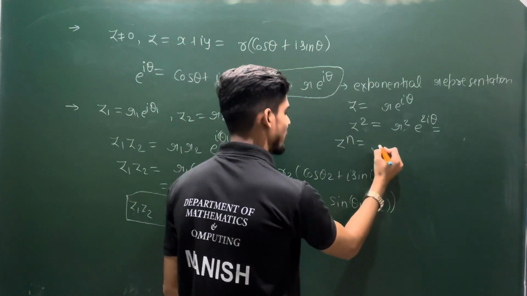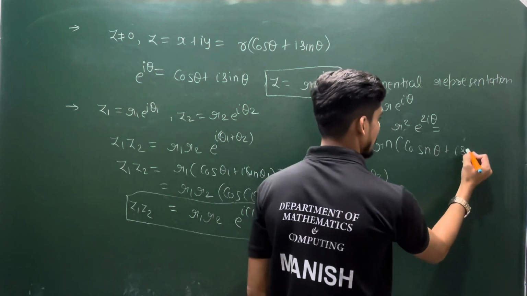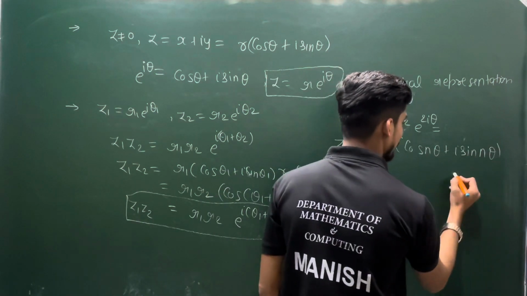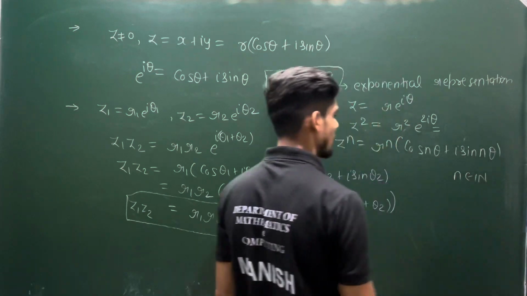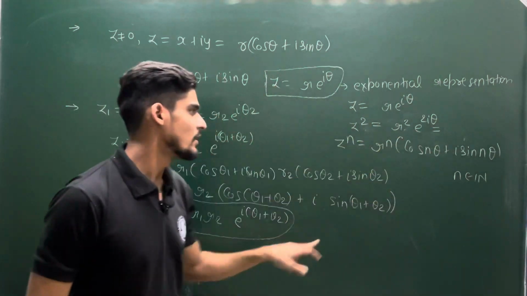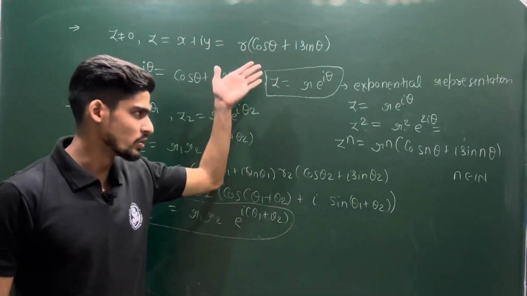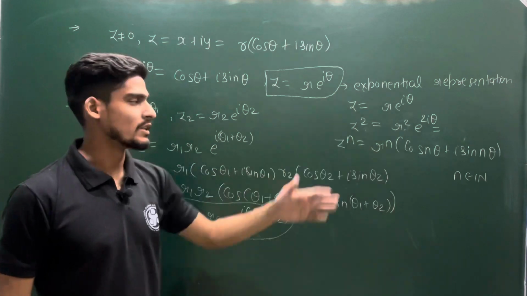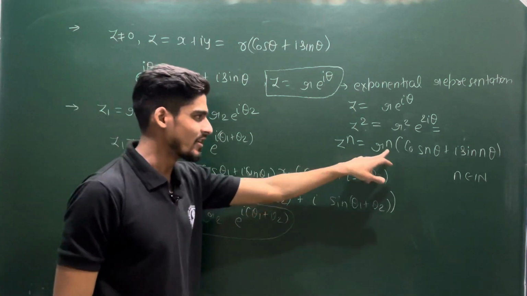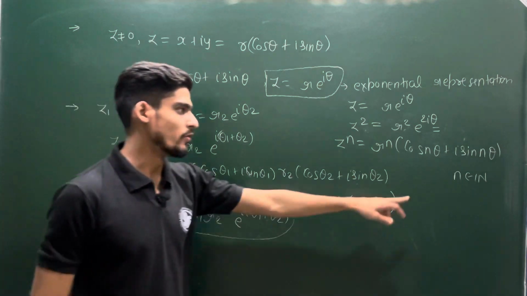z power n will be r power n (cos n theta plus iota sin n theta) whenever n belongs to natural numbers. This I can say because you have proved it for 2. This r square e power 2 iota theta means r square (cos 2 theta plus iota sin 2 theta). So you use this n number of times by using mathematical induction, then z power n will be r power n (cos n theta plus iota sin n theta). So this I proved for n a natural number.